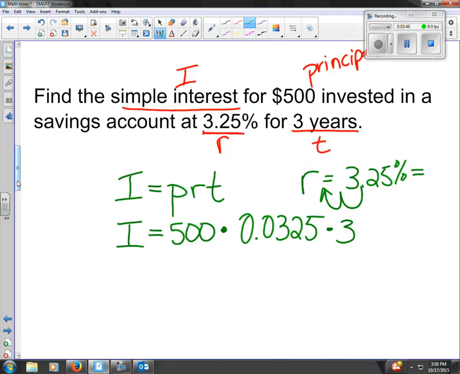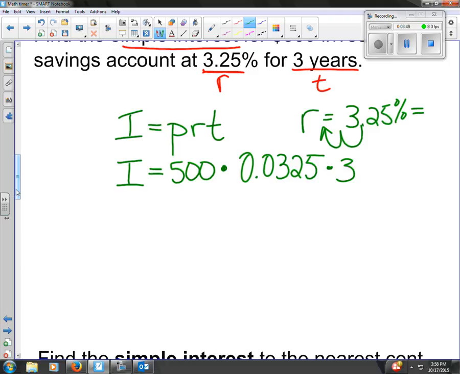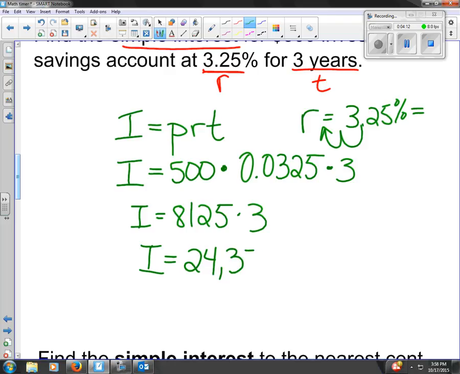Okay? So I'm going to just do this little by little so you can check and see if you're doing this right. 500 times 0.325. Okay, and that gives you 8125 times 3. So you do that times 3, and you get your interest is 24,375.